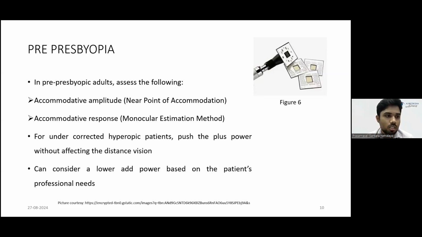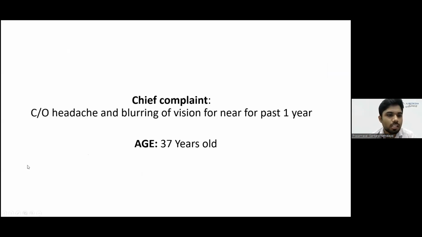It's also needed to repeat the accommodative amplitude and accommodative response once the procedure is completed. We need to mention how much the accommodative amplitude improved after giving the add, and whether the accommodative response, the lag, was maintained instead of going to a lead. If it becomes a lead, it shows that the patient is accommodating excessively. So let's see a case presentation related to pre-presbyopia.